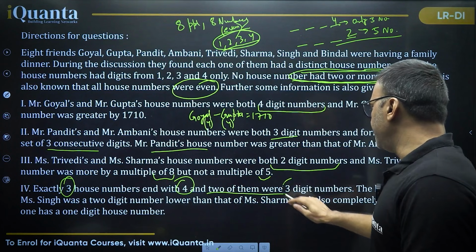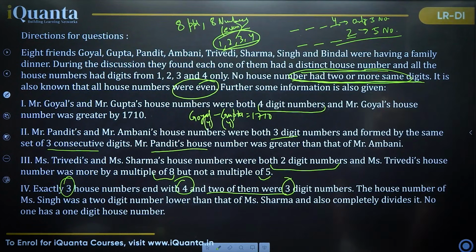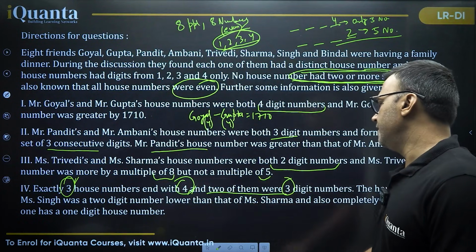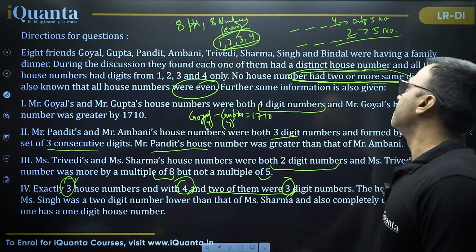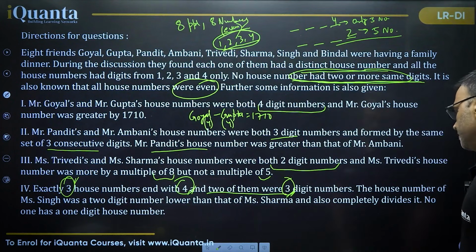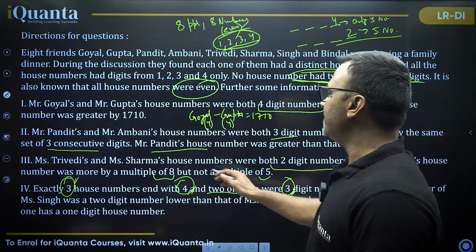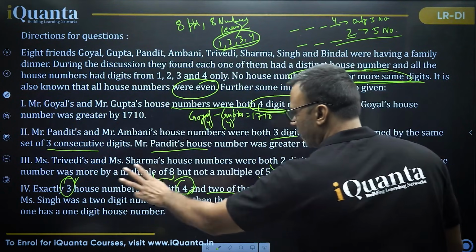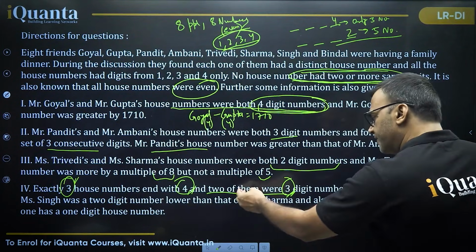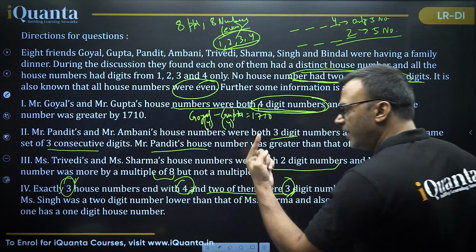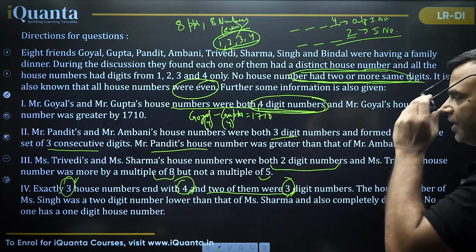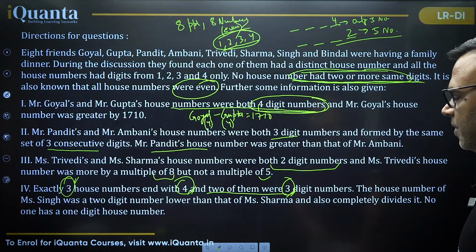And 2 of them were 3-digit numbers. Nice. Out of these 3 numbers which are having 4 in the end, 2 of them are 3-digit numbers. Fantastic. So that actually means that these 4-digit numbers cannot be ending in 4, because there are only 3 numbers, out of which 2 of them are 3-digit numbers. So there is only one 4-digit number which is ending in 4. I repeat, there is only one 4-digit number which is ending in 4.